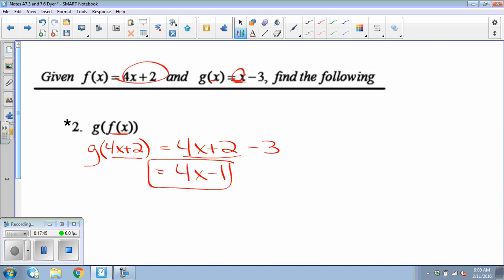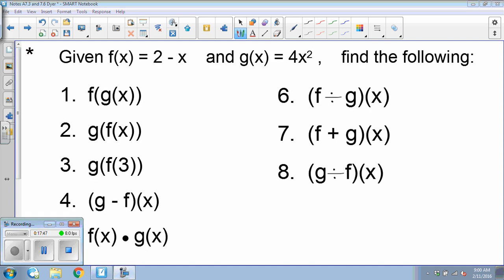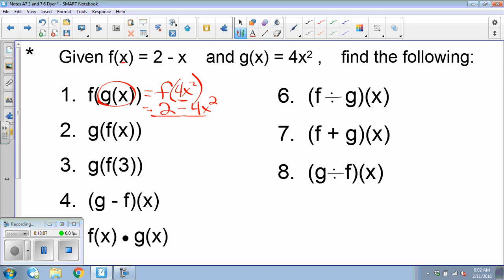What about the square one? A to B. Okay, try these. So now, instead of in the f function, we're going to replace x with 4x squared. So that's 2 minus 4x squared. And I can't simplify that anymore, so it's just 2 minus 4x squared.